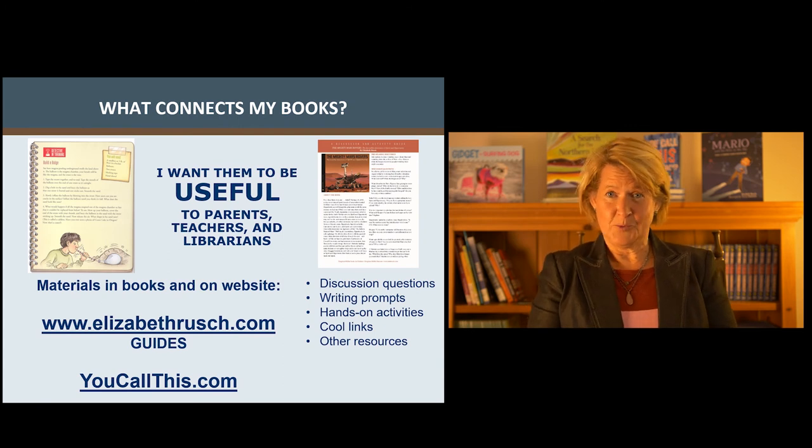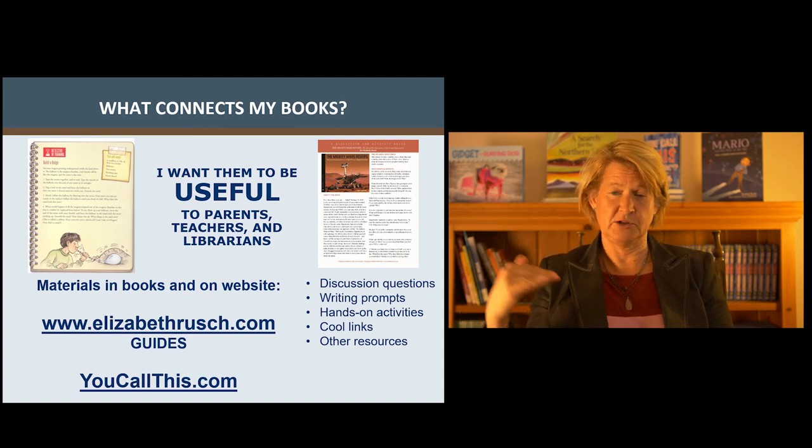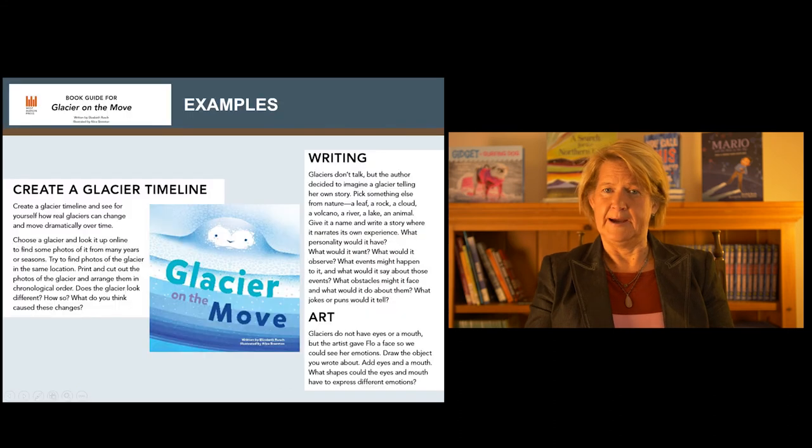And finally, what connects my books is that I really want them to be useful. And I think this is particularly important at this time. Almost all of my books have reading guides, teacher guides, activity guides with them. So you can go to elizabethrush.com and then go to the guides button. And for each book, it has links to free downloadable guides. My democracy book also has youcallthis.com, which has discussion guides with it.